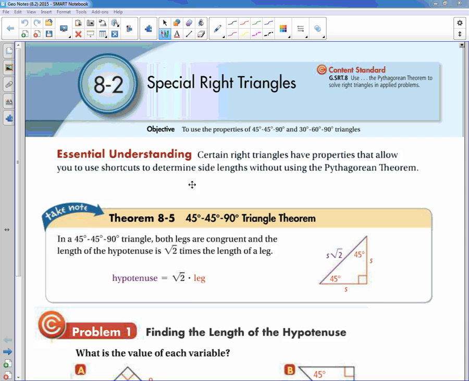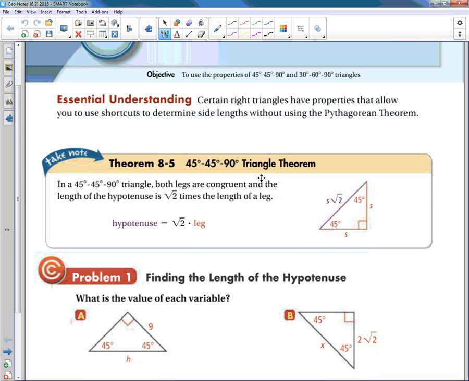Okay, so we're going to talk today about section 8.2, which is the special right triangles. In the special right triangles, we have two patterns that we need to observe, and that is the 45-45-90 degree relationship and the 30-60-90 degree relationship. So if you look here, we're going to first talk about the 45-45-90.